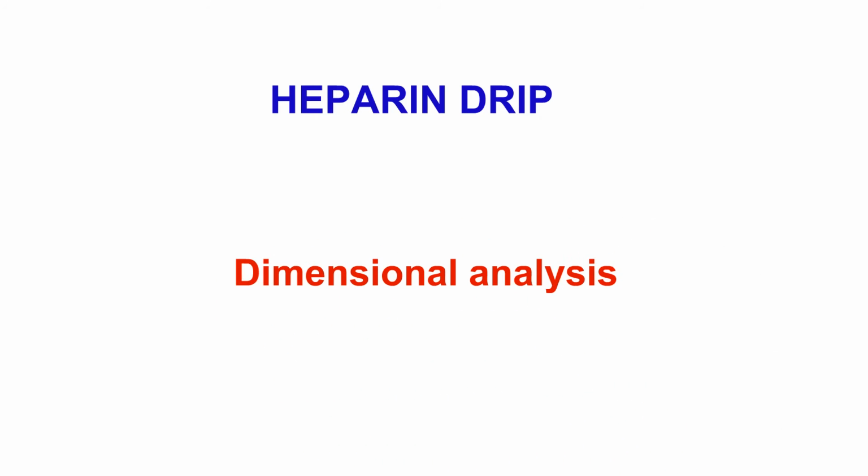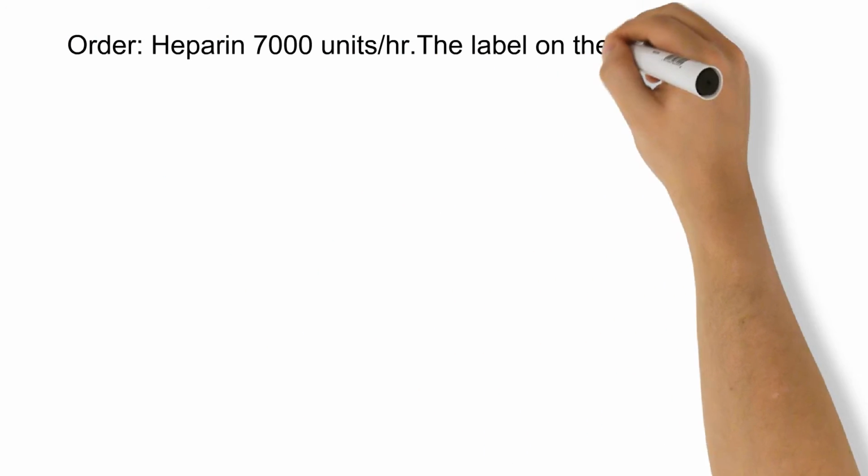All right, so we're going to cover how to do a heparin drip, since it's one of those math questions that everyone seems to be struggling with. And what we do is we use a process called dimensional analysis, which if you don't know what that is, don't worry. I'm going to show you step by step how to do it. So let's look at an example.